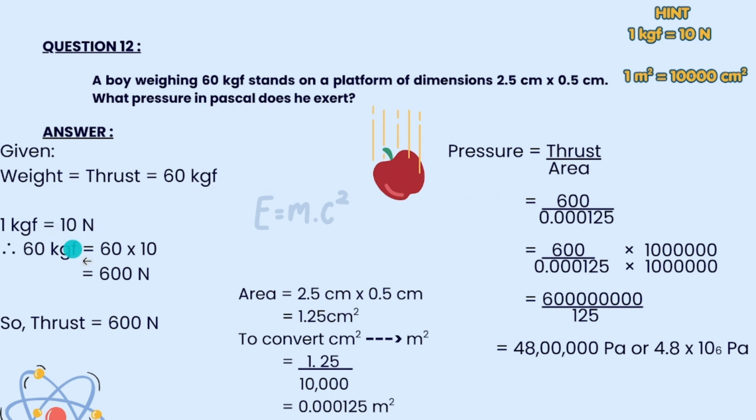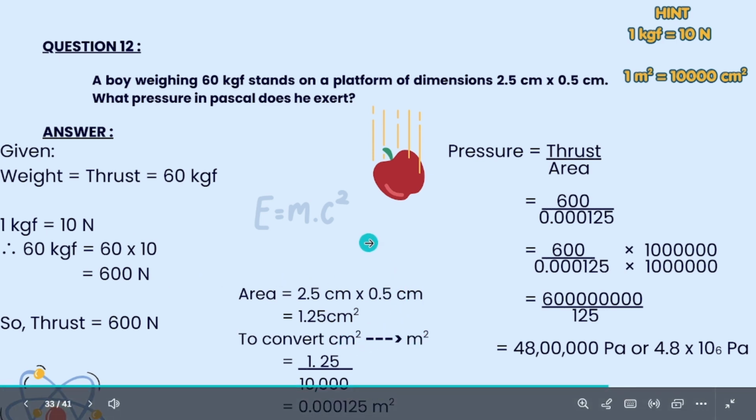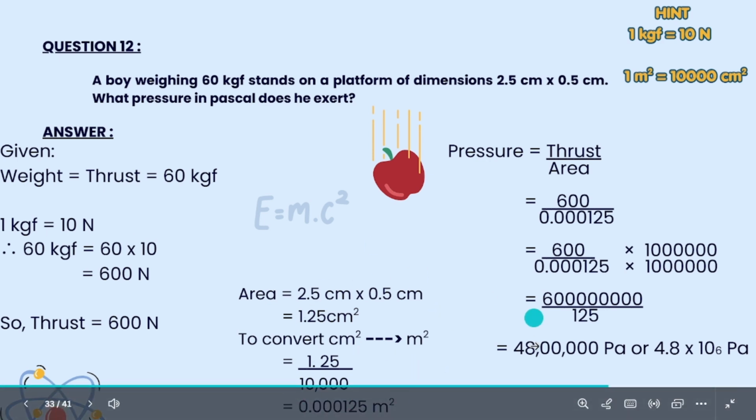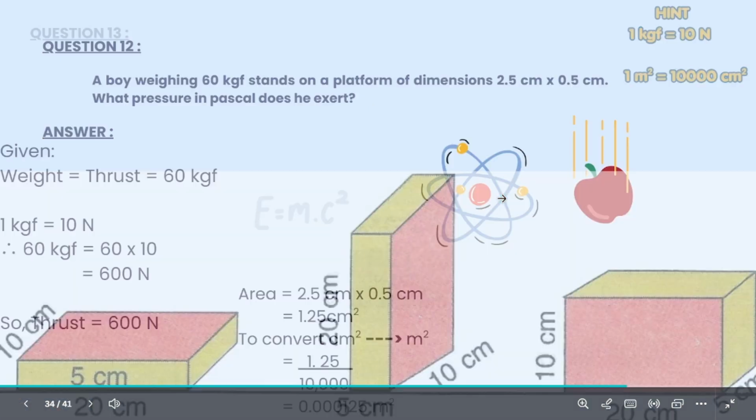For kgf, just multiply with 10. For centimeter square to meter square, yes, my favorite: divide by 10,000. And decimals are confusing, more zeros, more numbers. Just go with the other method.